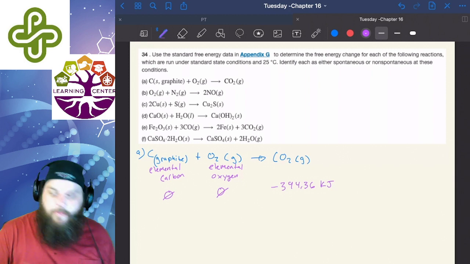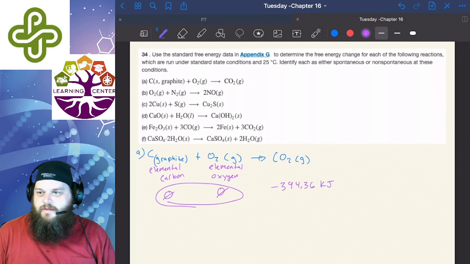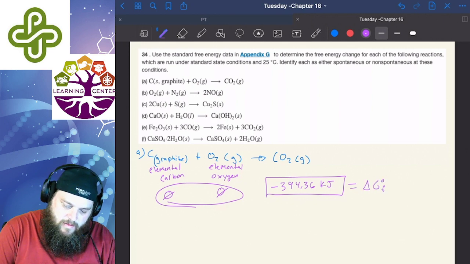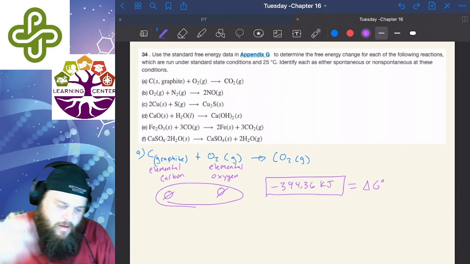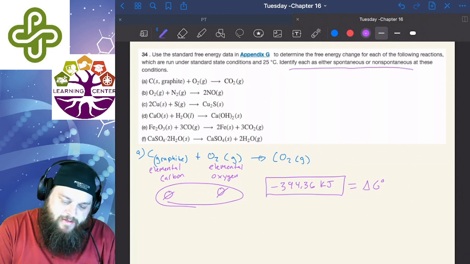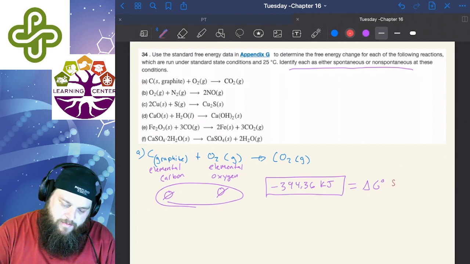So when we do our products minus reactants, in this case, our reactants are all elemental, so they're 0. So this value here is going to be equal to the change in Gibbs. Now, to identify whether it's spontaneous or non-spontaneous, it's a negative number, so this is going to be spontaneous.